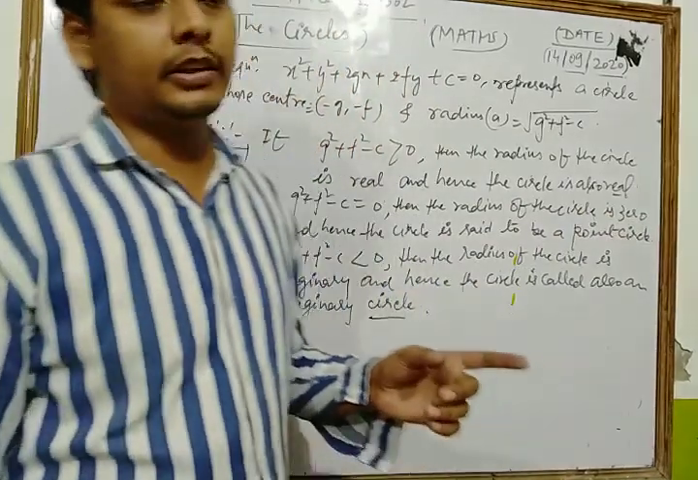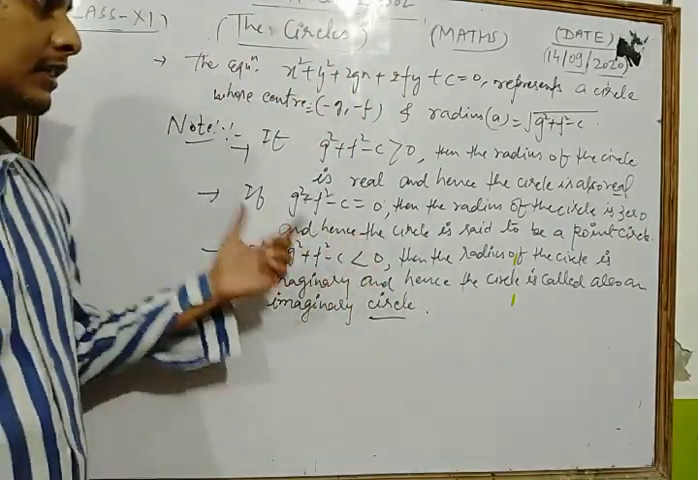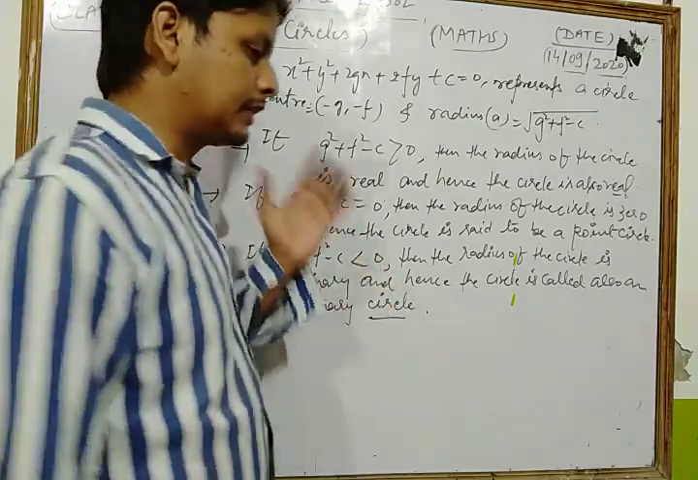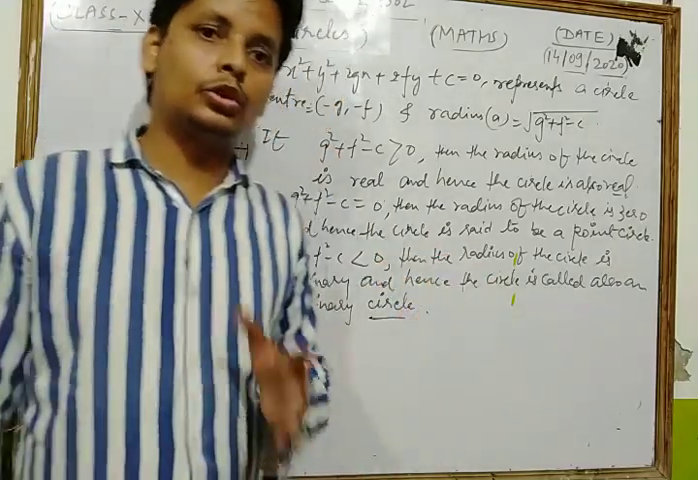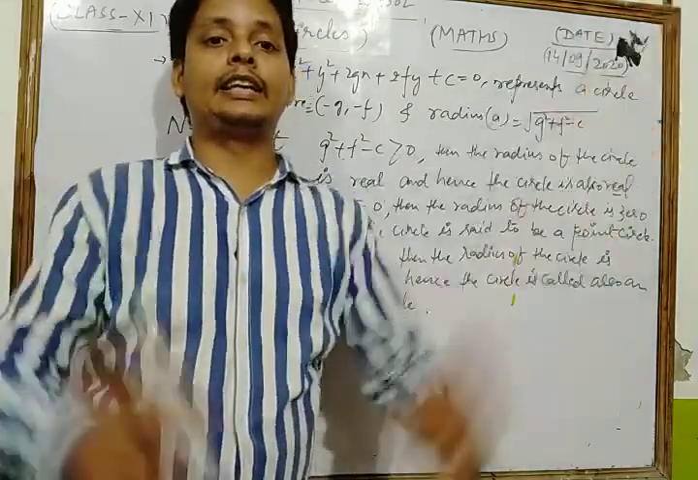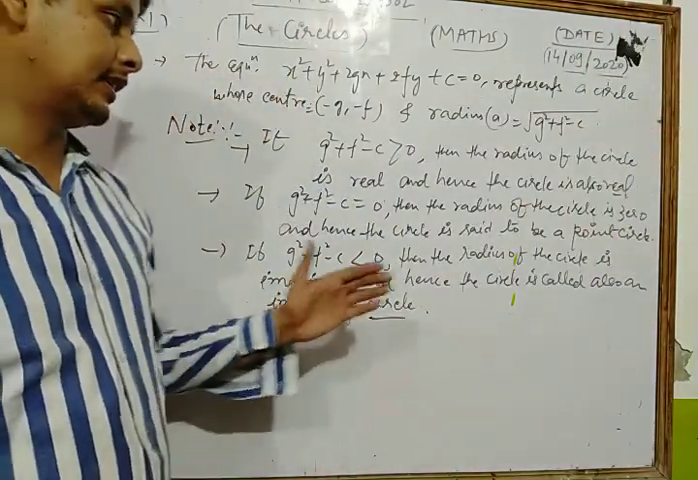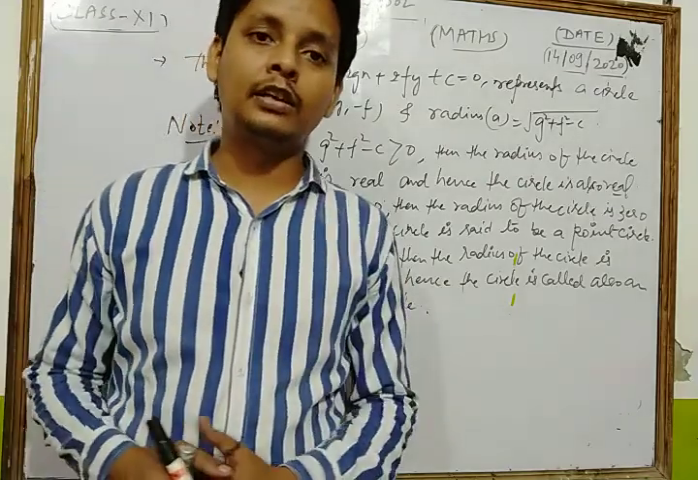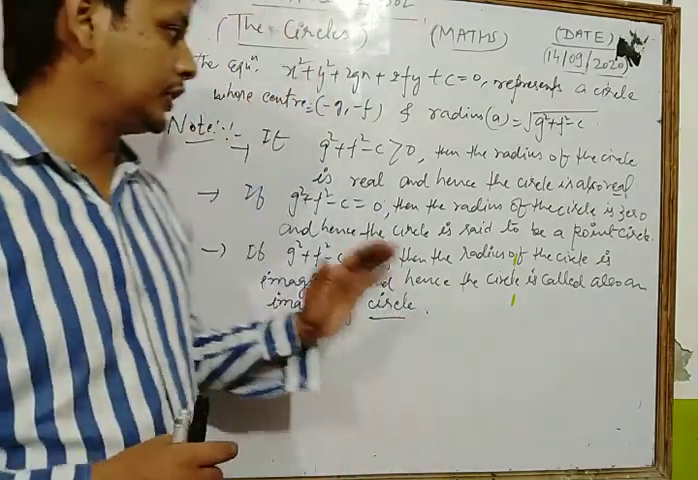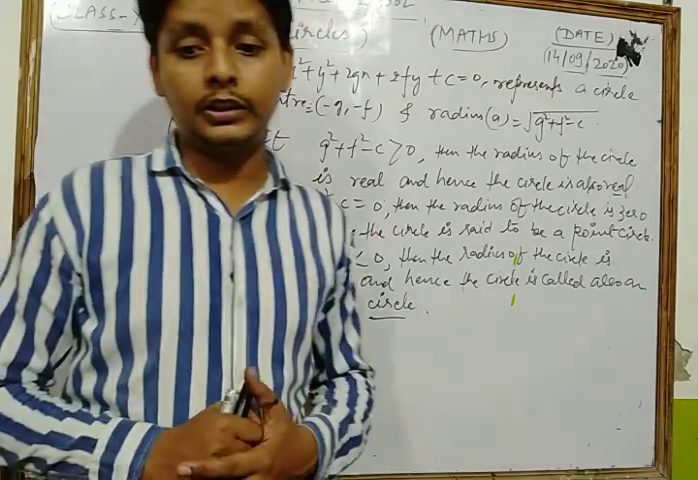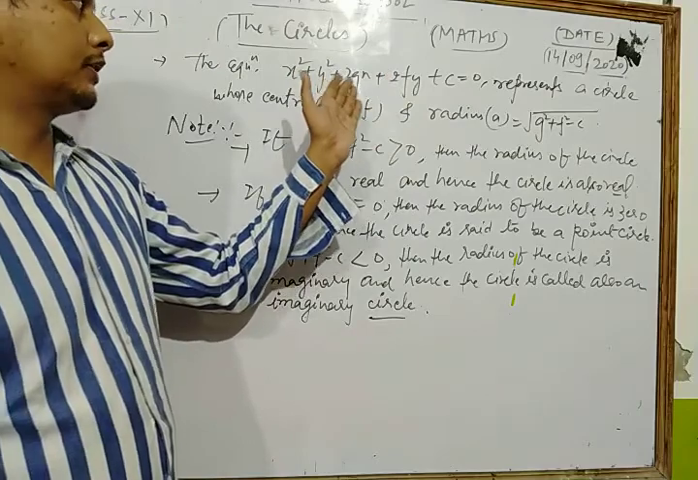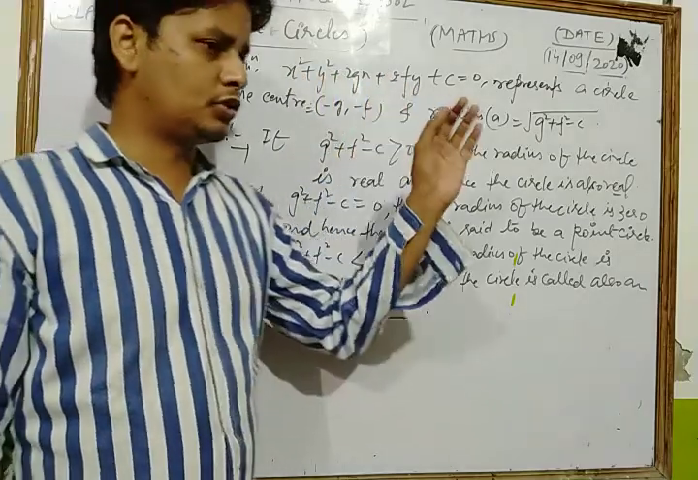In that condition the radius of the circle is 0 and hence the circle is said to be a point circle. And when the value of g square plus f square minus c is less than 0, it means that the value of the radius r is an imaginary value, and hence the circle is also an imaginary circle, and that type of circle is not possible. So this is a very important condition. Now one important topic is the special features of the general equation of the circle x square plus y square plus 2gx plus 2fy plus c is equal to 0.